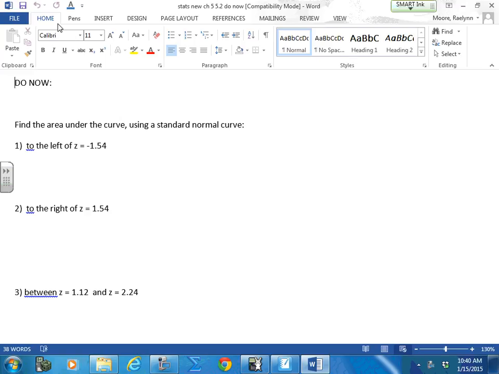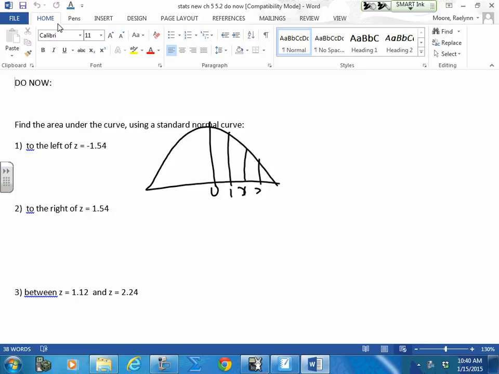Now, give me a sketch. Right now, we're on your standard normal curve. We're putting your mean at 0 and your standard deviation at 1. We're looking for your z-score. So where would I find the z-score of negative 1.54? Between which two? Negative 1 and negative 2. And I want my area to the left.